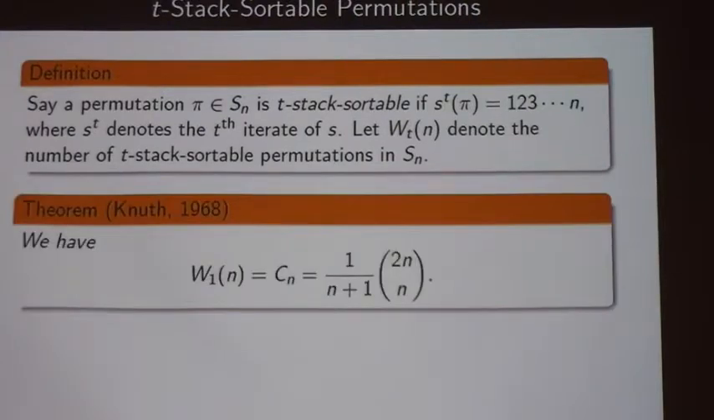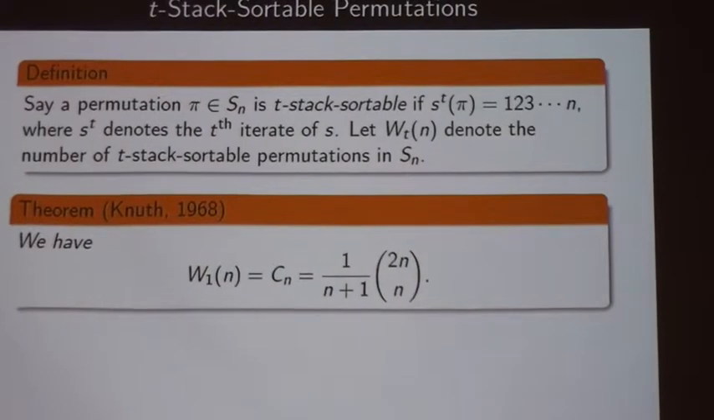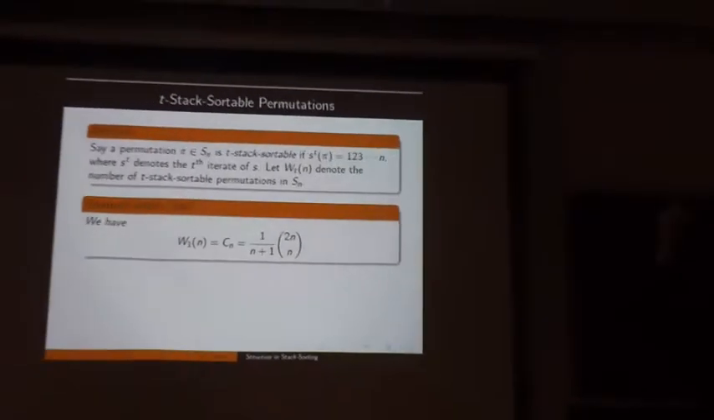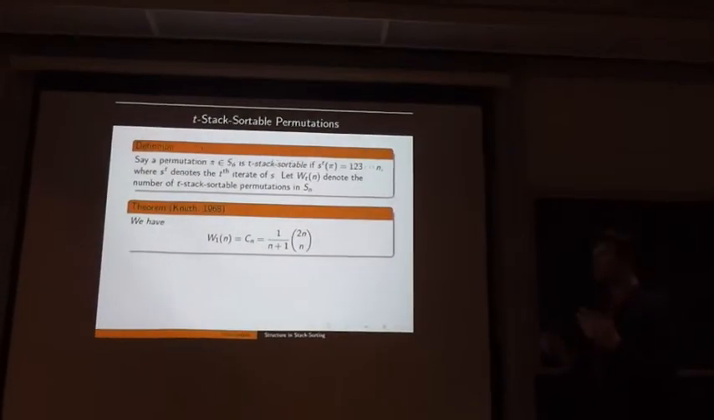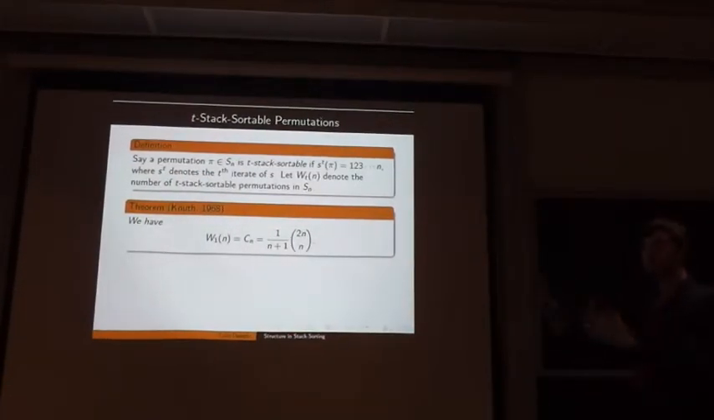Right, now, the first result in this area is really due to Knuth, who showed that a permutation is one-stack sortable if and only if it avoids the pattern 2, 3, 1. And this is sort of just a slight variant of the theorem that initiated the study of pattern avoidance in permutation. So from a historical point of view, this is a really important theorem.